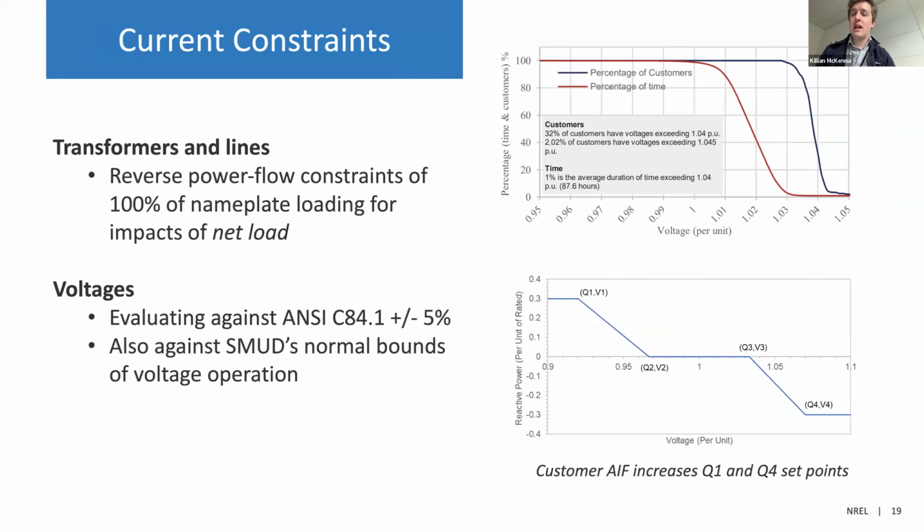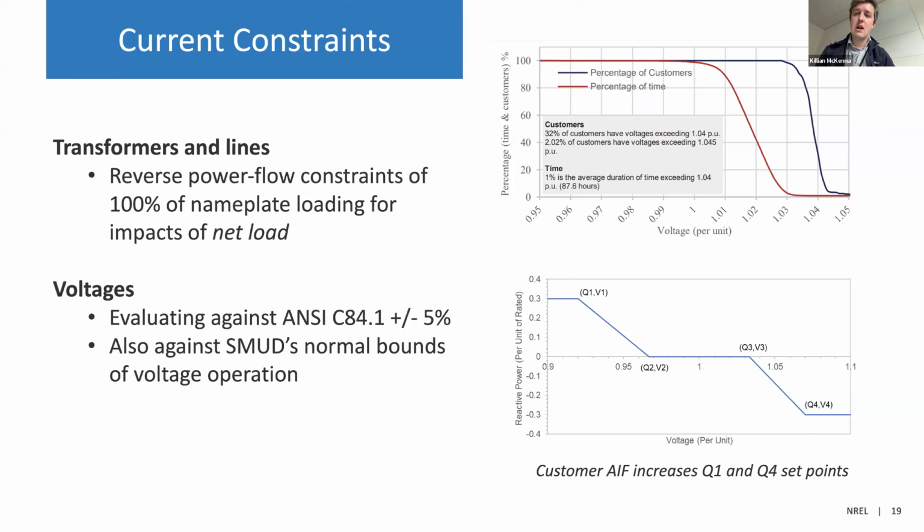One of the important pieces is what are the constraints that we're really examining? So we are running power flow. We're running thousands of different power flow scenarios for each hour of the year for different smart inverter functionalities. But critically, we're examining reverse power flow constraints, looking at 100% of the nameplate loading for lines, mains, service transformers. And then we're also evaluating against ANSI C84.1 for the service voltage for plus or minus 5%.